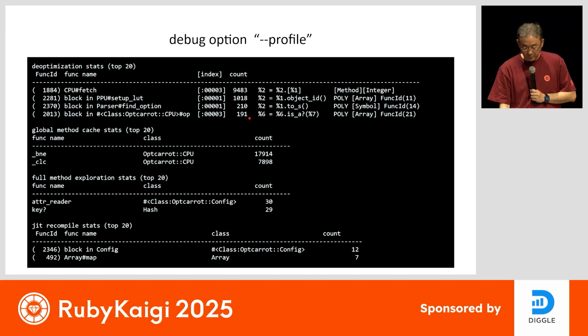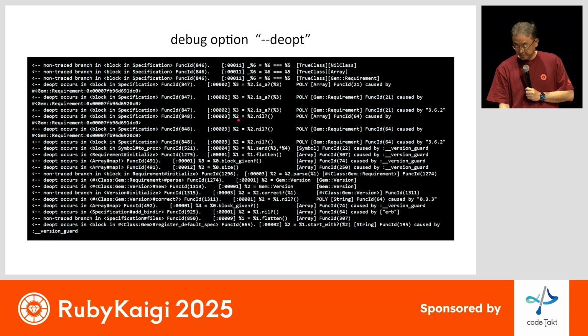And we have several build options for debugging and profiling. This is a profile option that we can see stats for de-optimization and recompilation and method cache failure, and so on. And another option, deopt, we can check when, where, and why the de-optimization occurred.